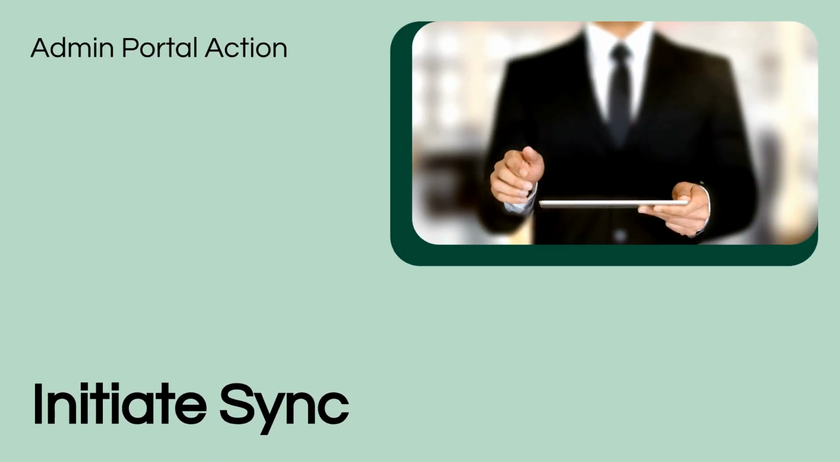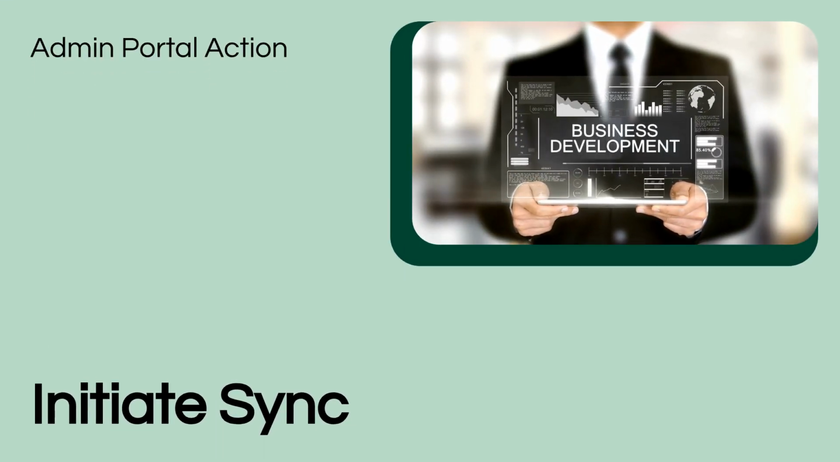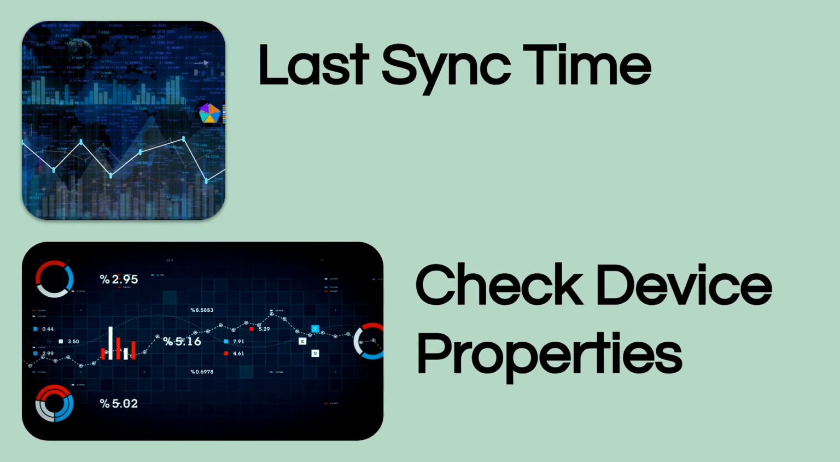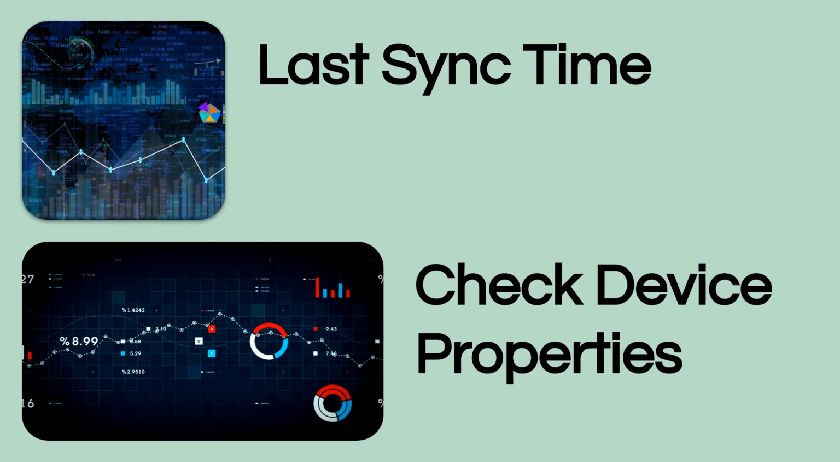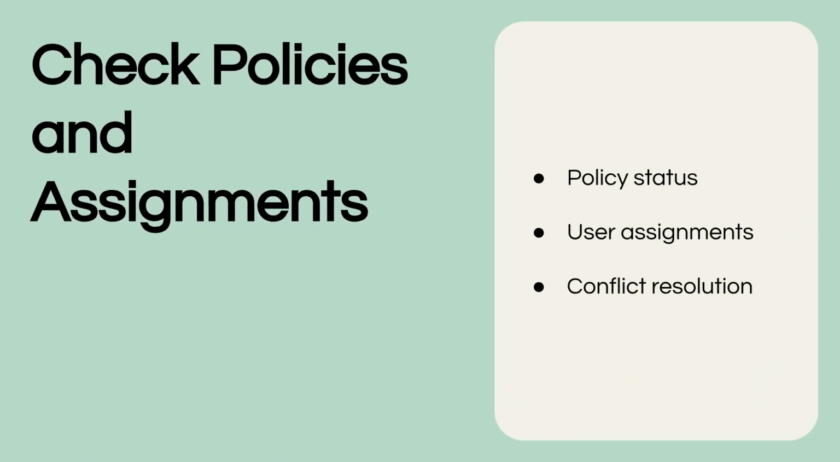As an administrator, you can also initiate a remote sync action directly from the Intune Admin Center for the affected device. Always review the device's properties in the Admin Center, specifically the last sync time, to understand how long the issue has persisted. Ensure that the policies you expect to apply are correctly assigned to the user or device group, and look out for any policy conflicts that might be causing sync failure.